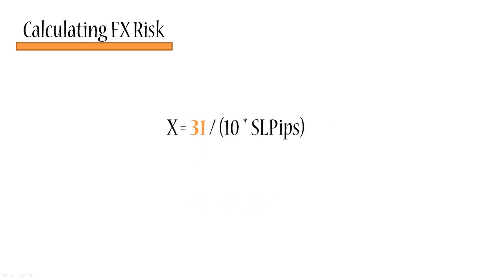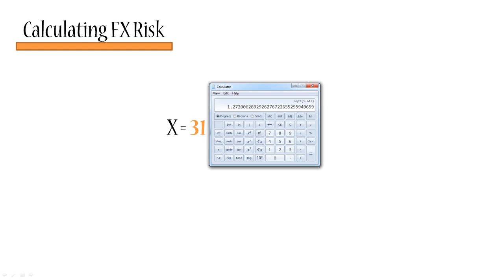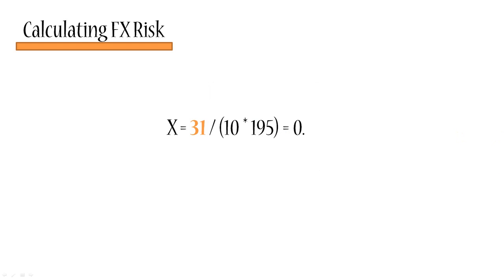Let's plug that into the formula. The last thing we have left to do is to type in our stop loss in pips, which is 195 pips. So let's calculate all of this. 31 divided by 10 times 195 gives us about 0.0158. You can round this either down or up. I'll round it up in this particular instance, and that'll give us 0.02 lots. Alright, that means we're ready to set our order now.